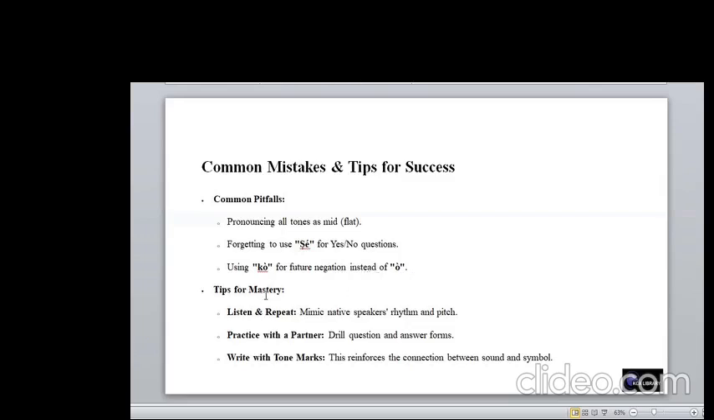So, for mastery, you need to listen and repeat. Mimic native speakers' rhythm and pitch. And also practice with a partner. You drill question and answer forms. Then you write with tone marks. This will reinforce the connection between sound and symbol.